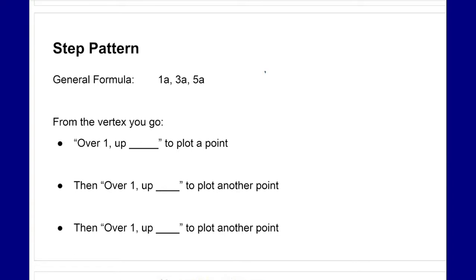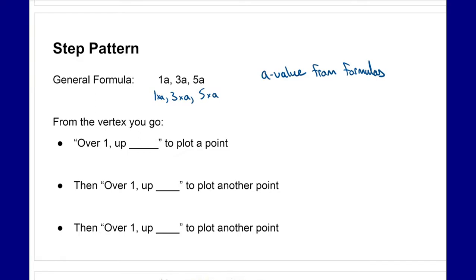The A value comes from the formulas. And essentially this means 1 times A, and then 3 times A, and then 5 times A. It's not a coordinate, it's basically just a list of numbers. So 1A is one number, 3A is another number, 5A is a third number.